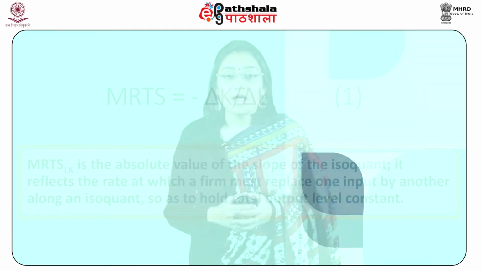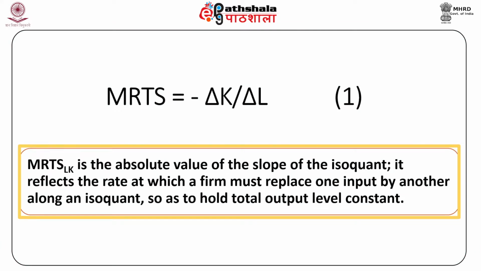The slope of the isoquant measures the rate at which these inputs can be substituted for each other along an isoquant, and this is known as the marginal rate of technical substitution, which is also known as MRTS. Mathematically, it is given by MRTS equals minus change in K by change in L. This is given as equation 1. The minus sign is added to make the MRTS positive, since change in K by change in L is always negative because of the slope of the isoquant.